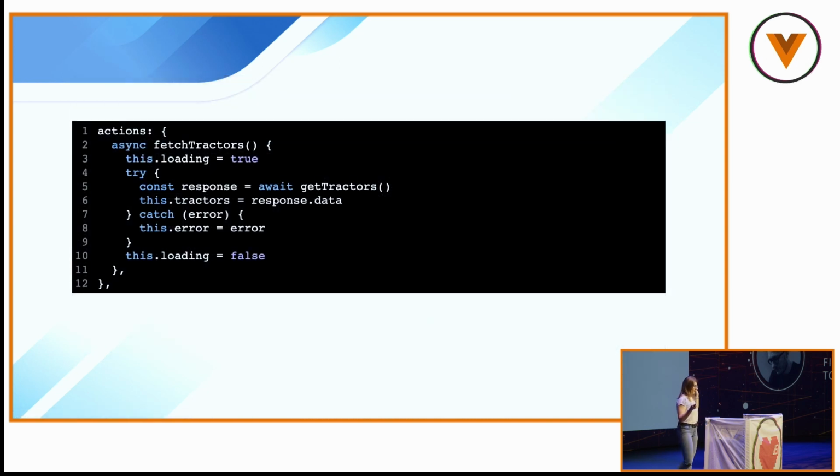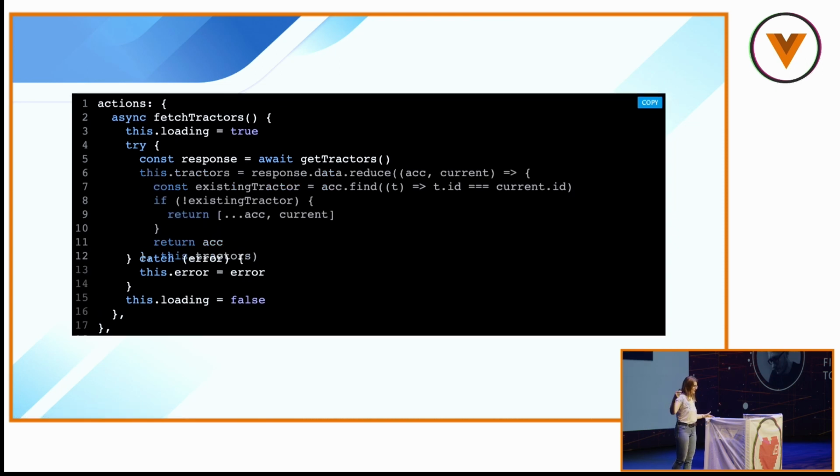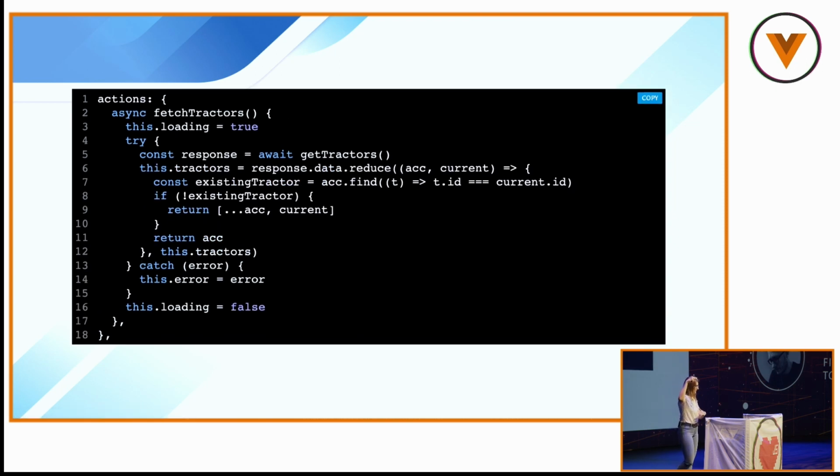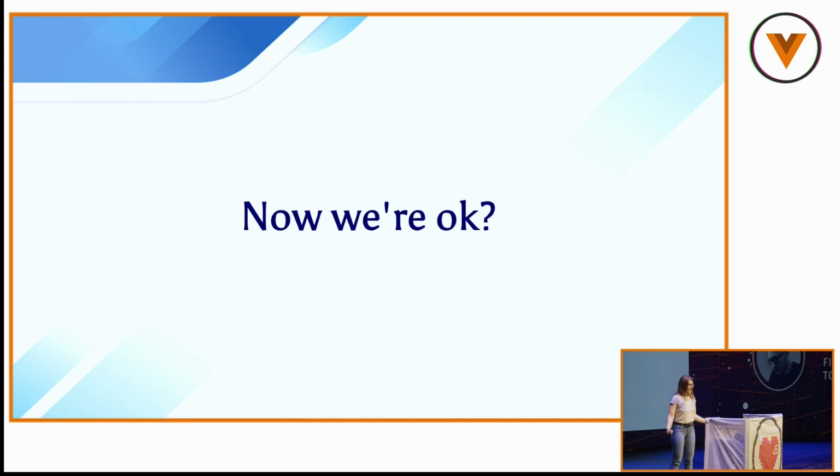So this was fetched tractors previously. Now I need to also account for tractor data. And it grows. Now I'm checking if there are tractors in our local state, and if it's there, I'm just adding it to the certain object. If it's not, so lots of reduce and find and everything. Now we're OK? Now it should be good.